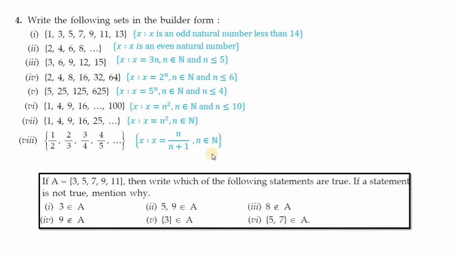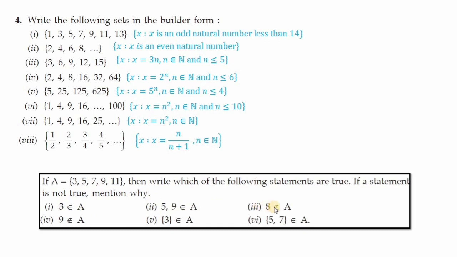Now there's a very important part you need to understand, and that part will be explained by this. If A is given to be this set, then write which of the following statements are true. If a statement is not true, mention why. Now, 3 belongs to A. This means 3 is a member of A. See, we have got 3. That's why number 1 is true. 5 and 9 are members of A, isn't it? So number 2 is also true.